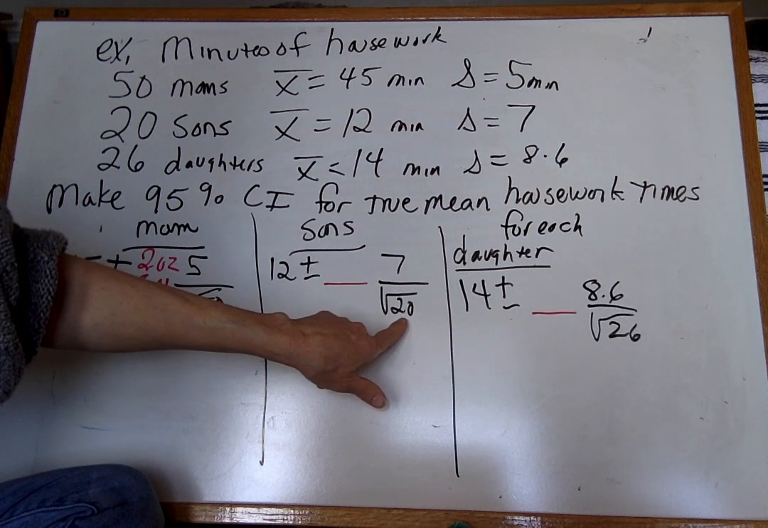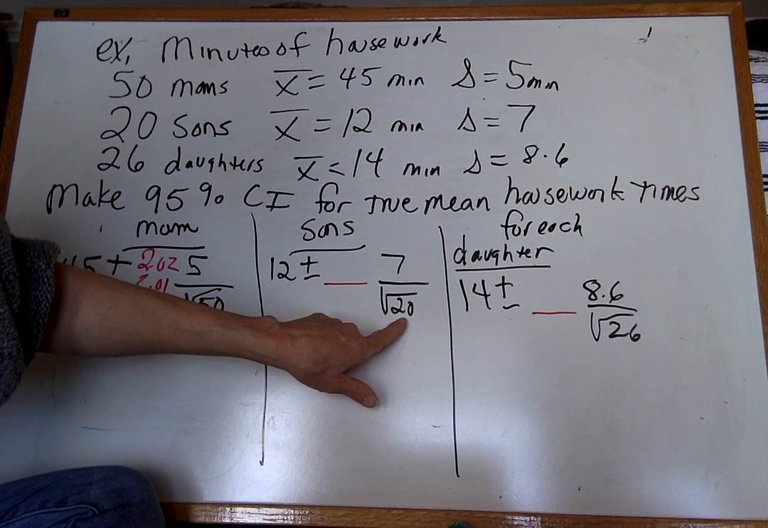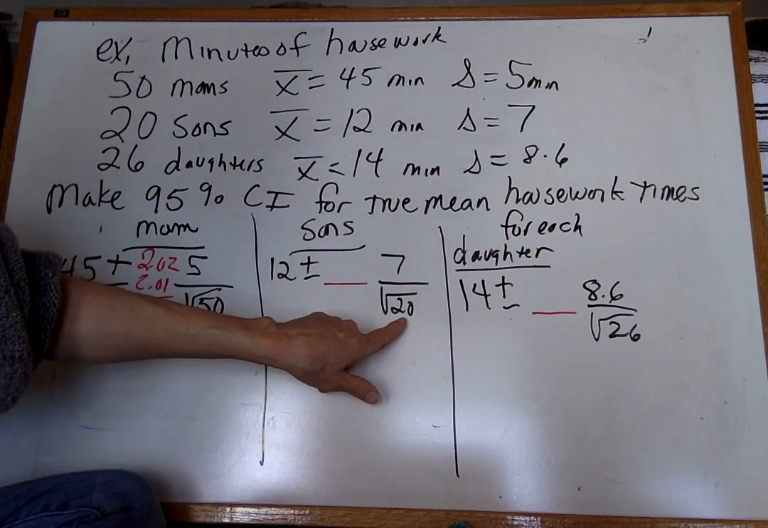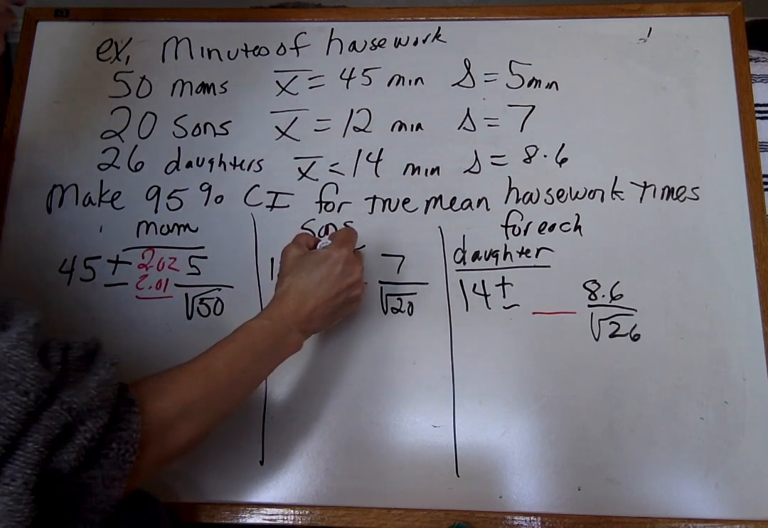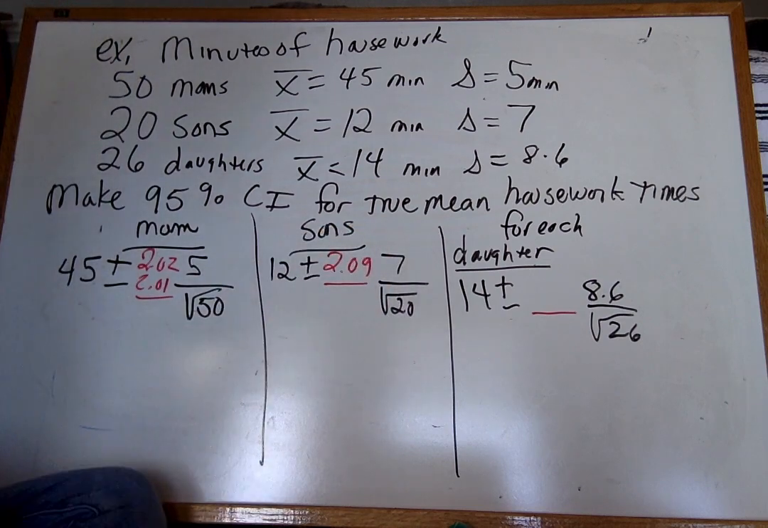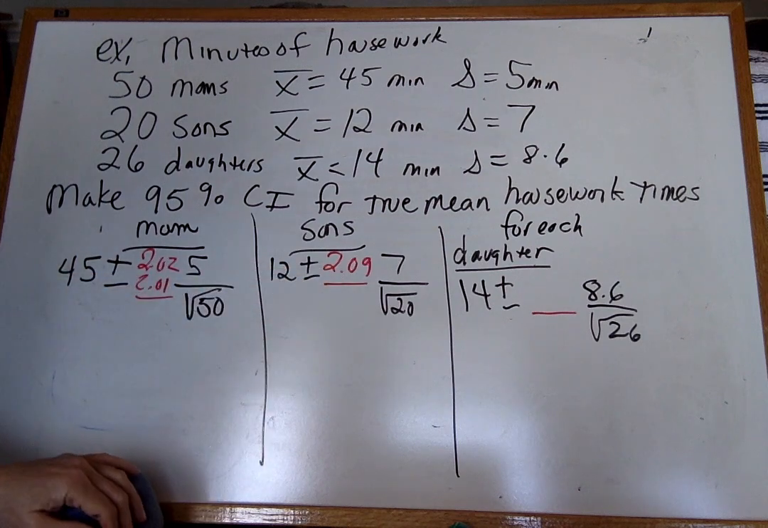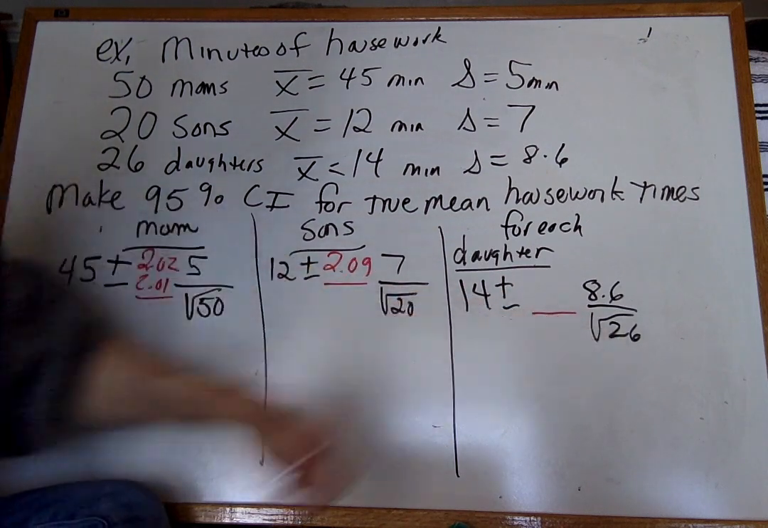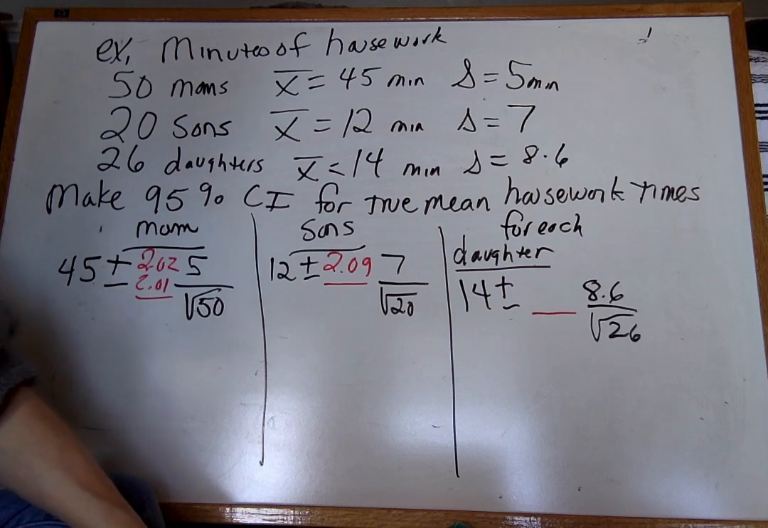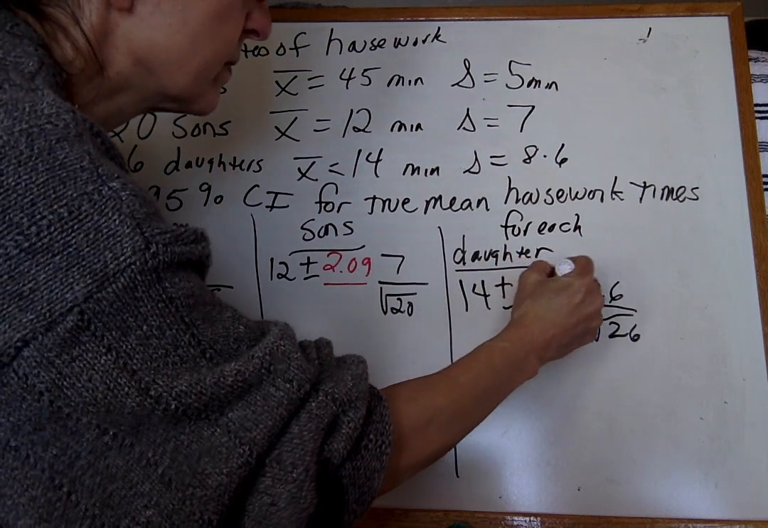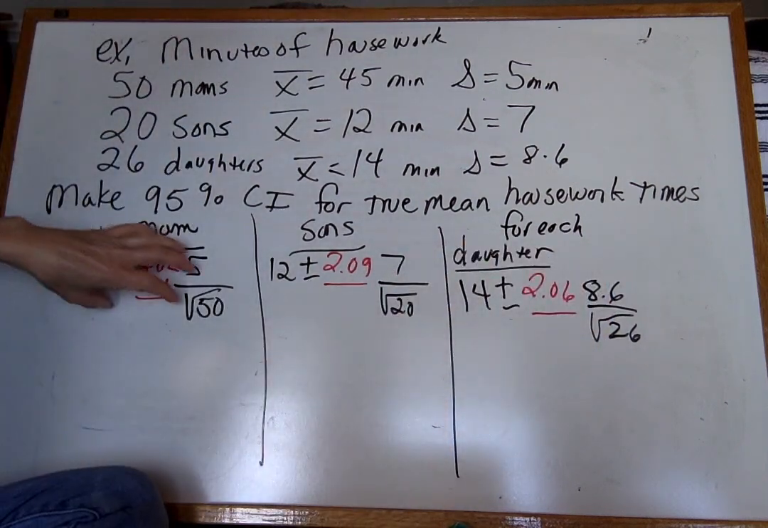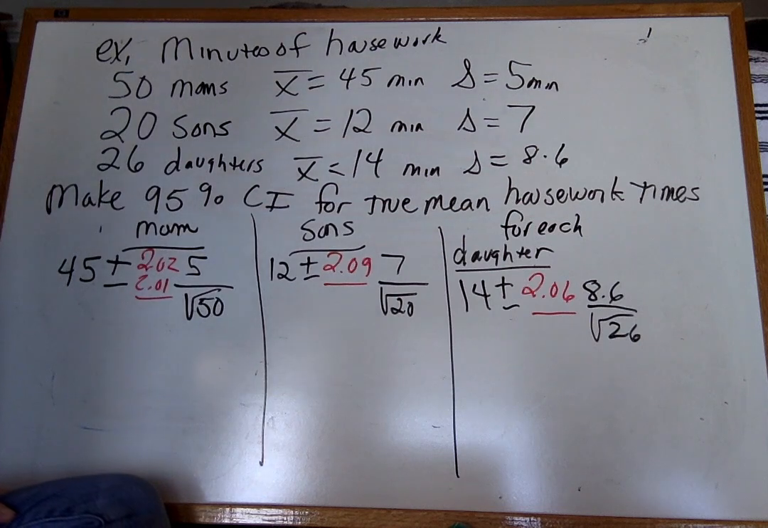Sons, n is 20, degrees of freedom is 19. Pause me, go see if you can look up the correct number. You should have found, for degrees of freedom of 19, under the 95% column, 2.09. Daughters, n is 26, degrees of freedom is 25. You should see 2.06. Okay, so this is what I require when I say show me the setup.